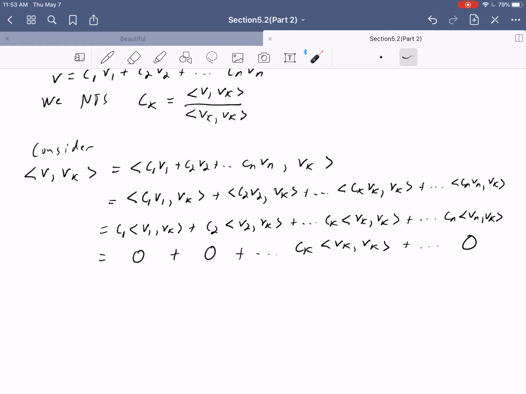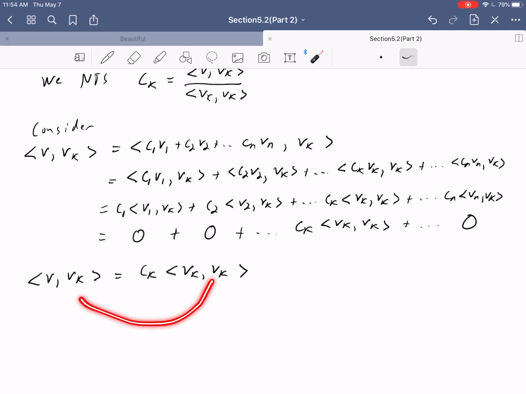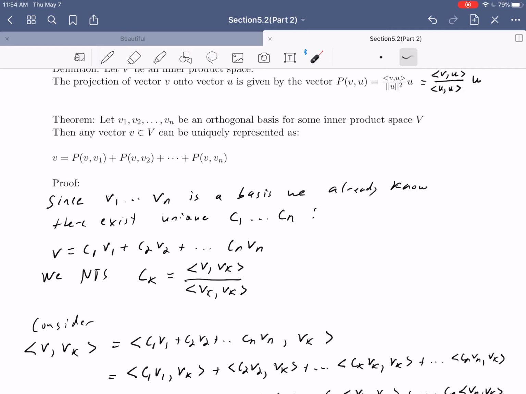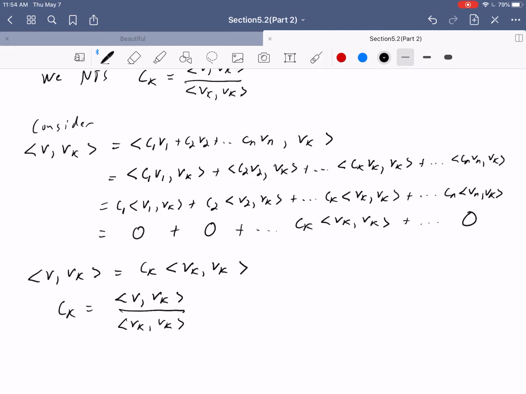So what have we figured out then? Well, we figured out that over here, this must equal this. So now we know V inner product with VK is equal to CK VK inner product with VK. Now remember, the inner product of any vector with itself, unless that vector happens to be the zero vector, which it can't be because it exists in a basis, must be non-zero. So we can divide this over. So we get that CK must be V inner product with VK over the inner product of VK with itself. That shows us that the constants must be the constants that are used in these projections. So that means the vector V is the sum of the projections onto that orthogonal basis. And that means we have proven what we wanted to show.